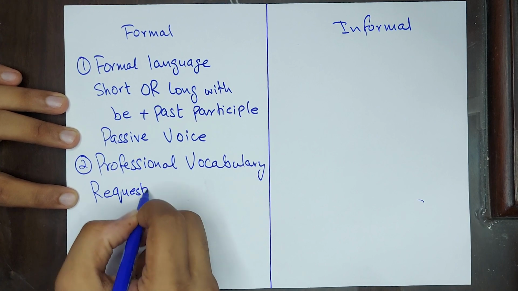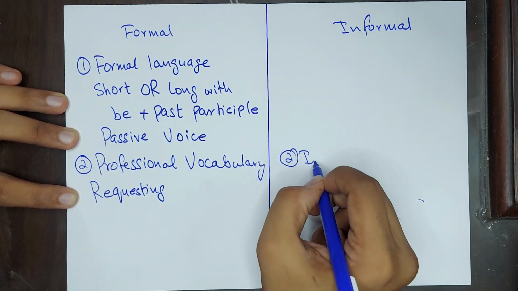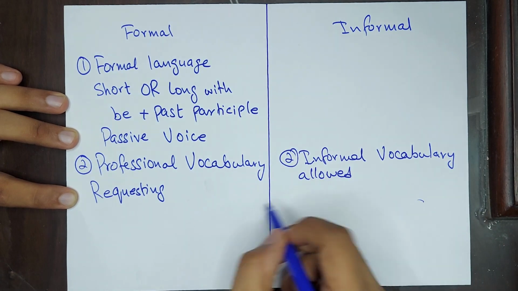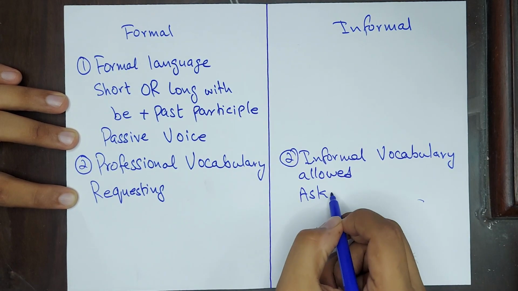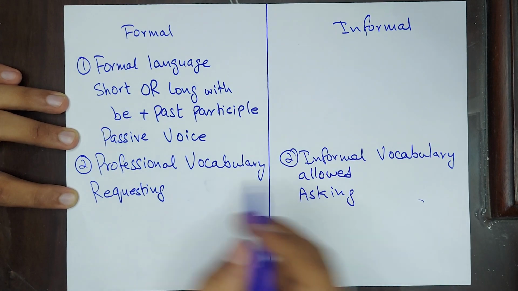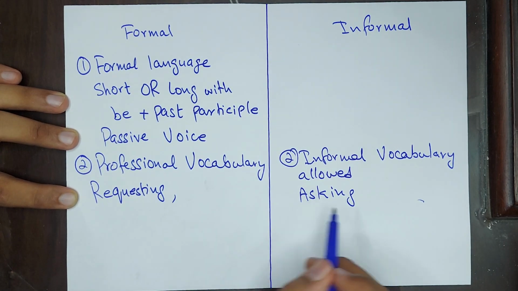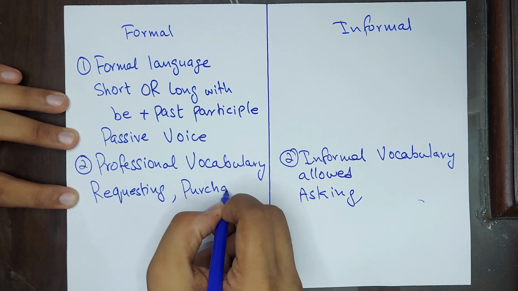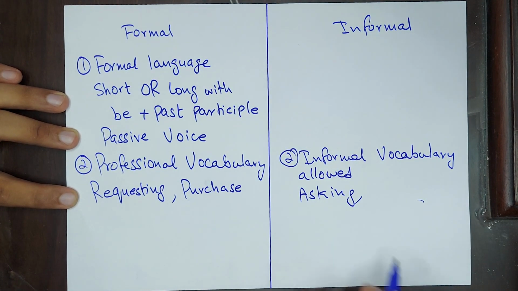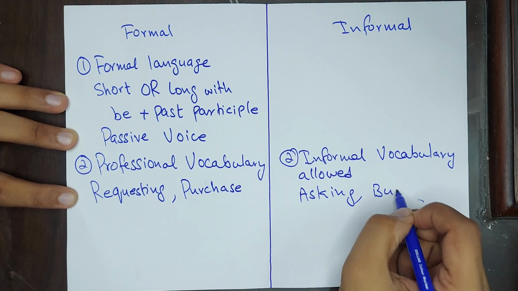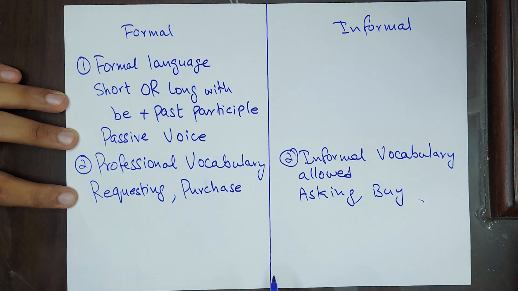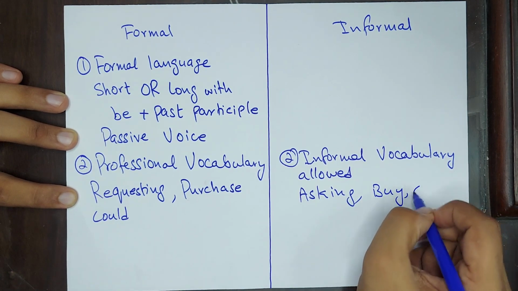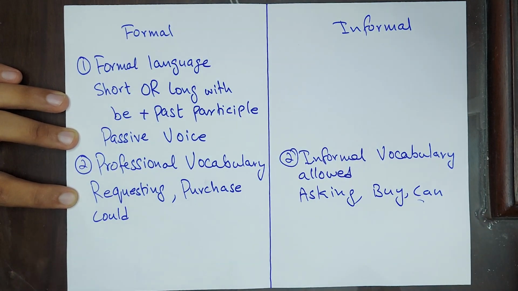If you are requesting it, it is formal. But if you're asking it, it is informal. This is formal and this is informal. Then we have purchase, and then we have buy as informal. Could is formal and can is informal.